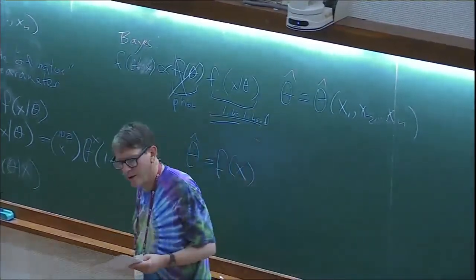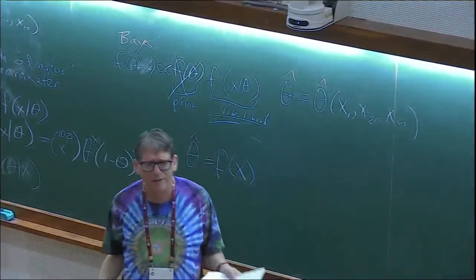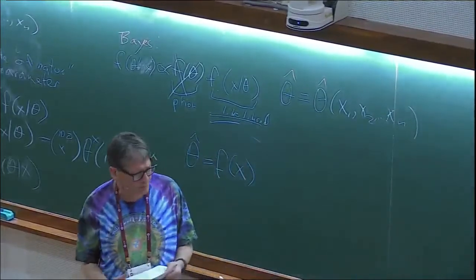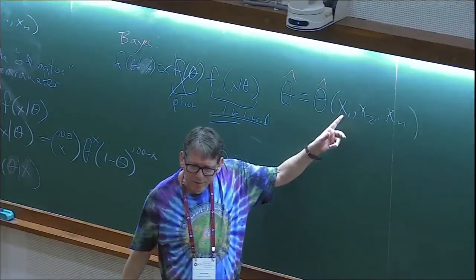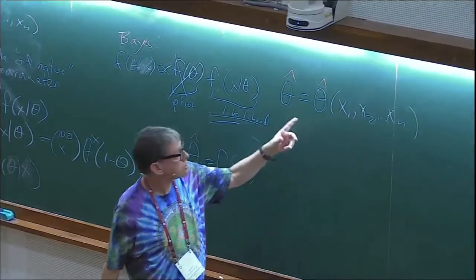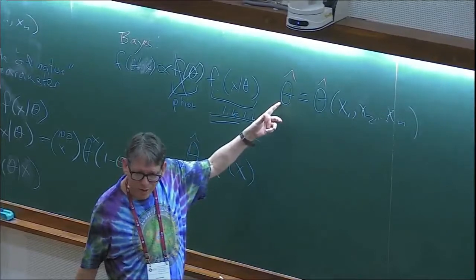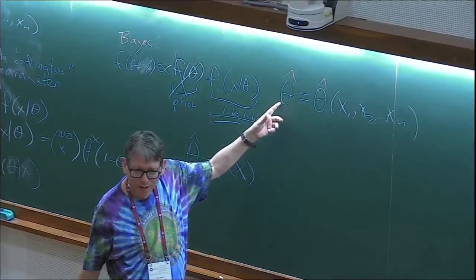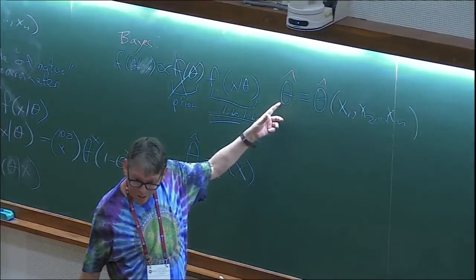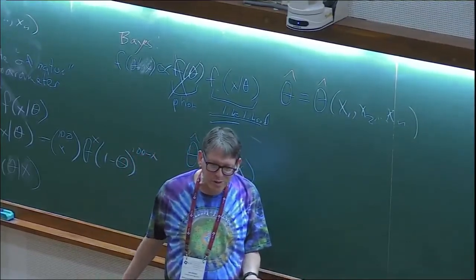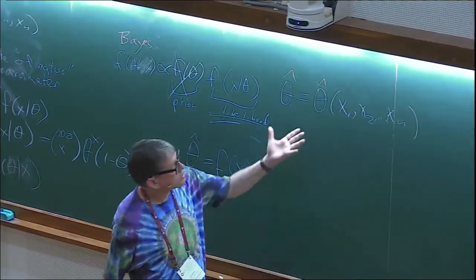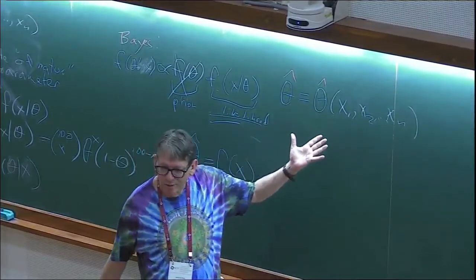Okay, now, this ties back to stuff that Vijay said. These x's, the data, are random variables. So theta hat is also a random variable. I know that in lecture 1, Vijay talked about functions of random variables. So this is a situation with a function of a random variable.